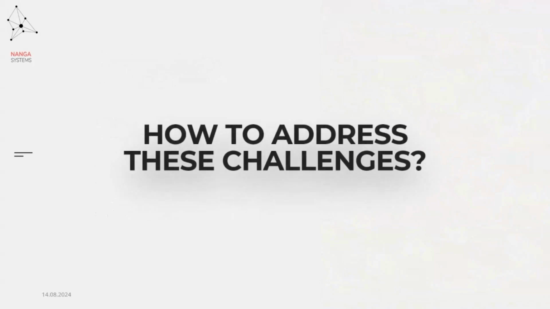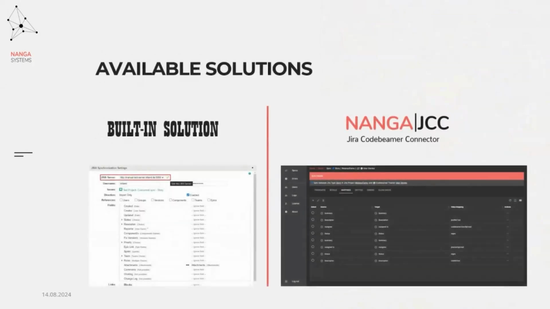Now we have heard about these challenges, but the big question is how to address them. There are different solutions on the market. Today we will show you two of them. First of all, the built-in solution from Codebeamer, and the other one is our Nanga Jira Codebeamer connector. In the next slides I will give you an overview of both tools. And then we will jump into one of them and I will show you this tool live.